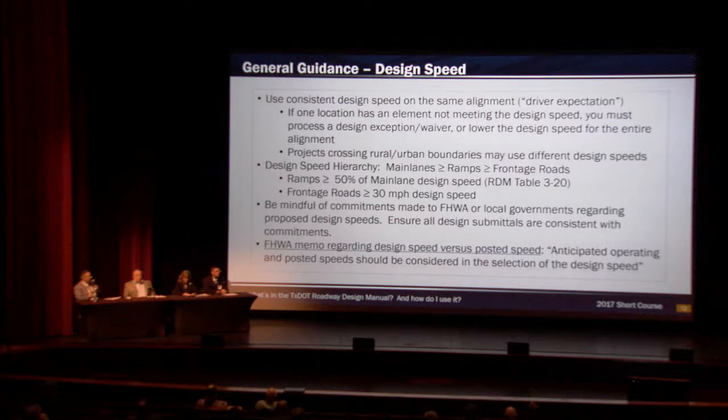Like if the main lanes are 70, don't always pick the ramps to be 35. If you can design the ramps to be 50, 60, something like that, that's better. And then frontage roads should be no less than 30.